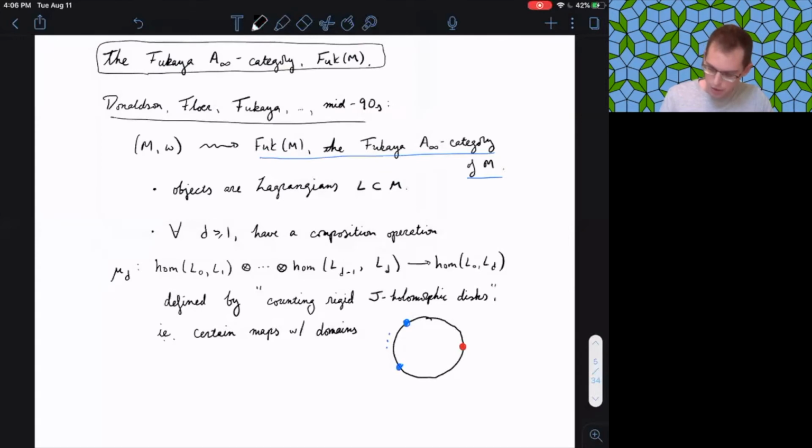And so it doesn't matter too much just what my maps are, but what is going to matter for this talk is the nature of the domain. Specifically, I have an arbitrary number of boundary mark points, and one of them is distinguished. So we think of that distinguished mark point as the output mark point.